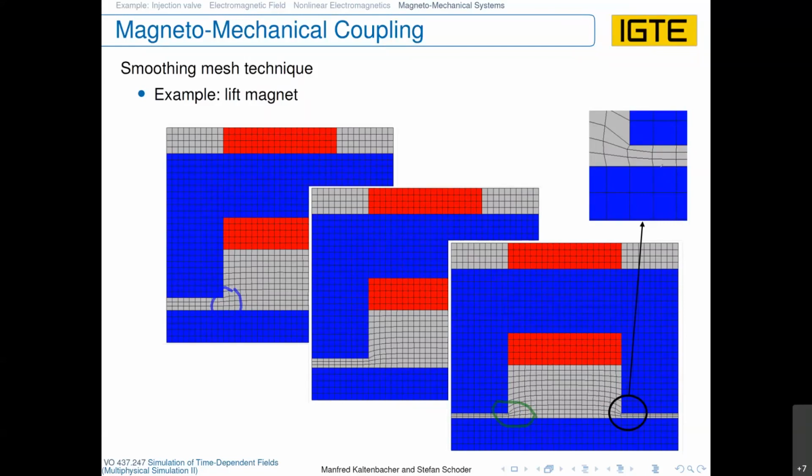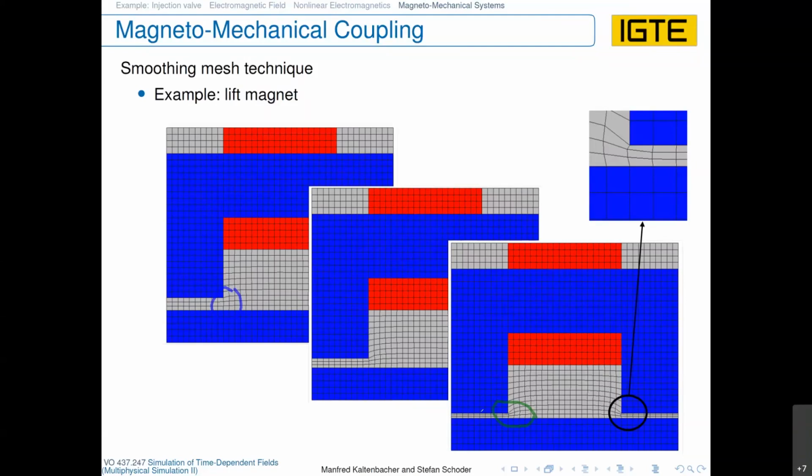What you cannot handle with such a smoothing mesh technique is a contact problem. Because if this moving part really gets into contact with this iron core, what to do with the finite elements in between? There, from time to time, you then have to do a remeshing of this part, or there are also some other methods available, which are called fictitious domain methods, but they do not work for all cases.